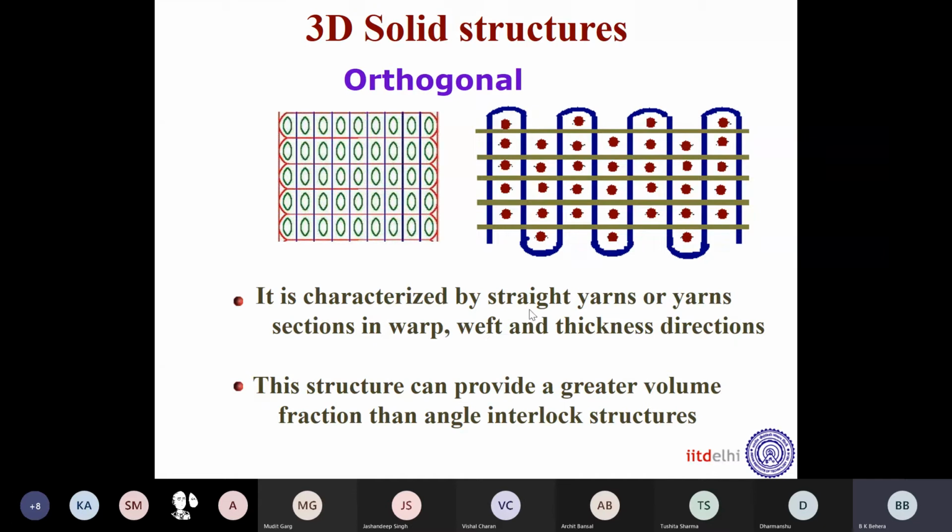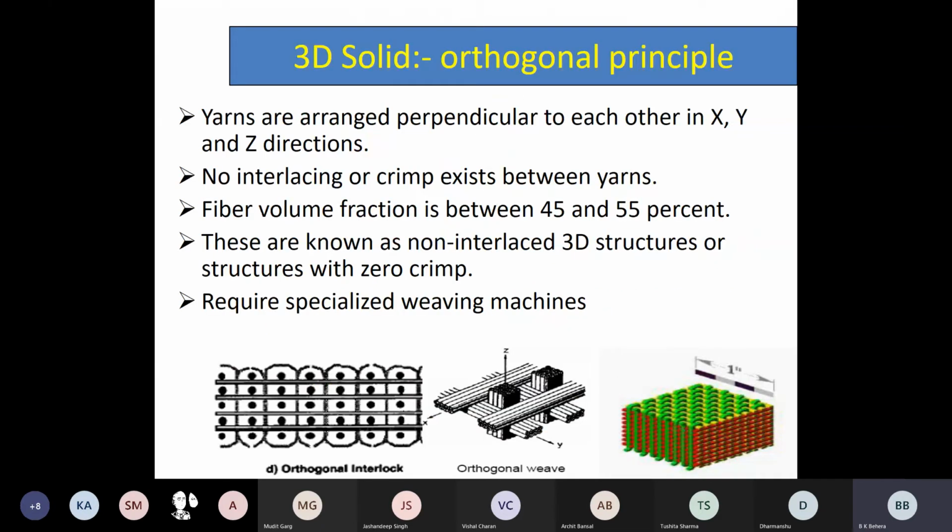That's why while making these fabrics, we always try to produce a fabric of greater volume fraction. When I'm saying volume fraction, it is basically fiber volume fraction. And the fiber volume fraction in these orthogonal structures is higher than in interlock structures, which we will discuss subsequently. You already know interlock structures, but normally orthogonal fabrics can be produced at a higher fiber volume fraction than the interlock structures. Some more information about these orthogonal fabrics.